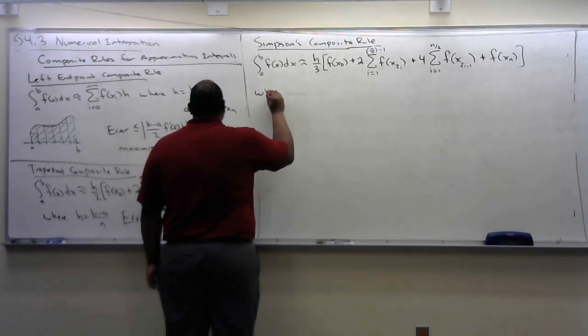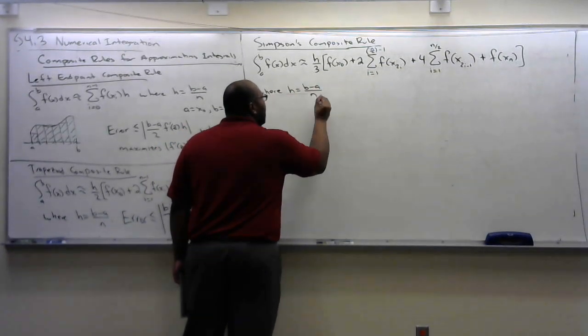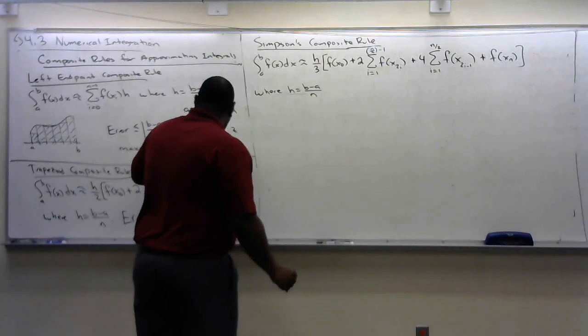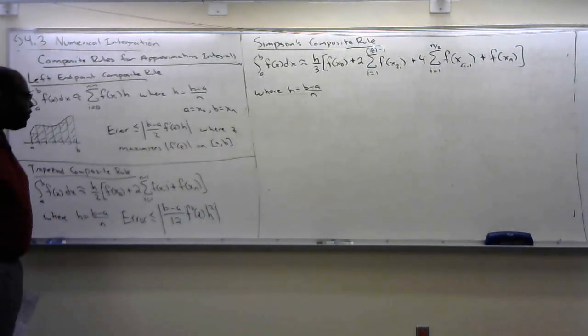Where h is equal to b minus a divided by n. So same h that we had before. That doesn't change with this composite rule.